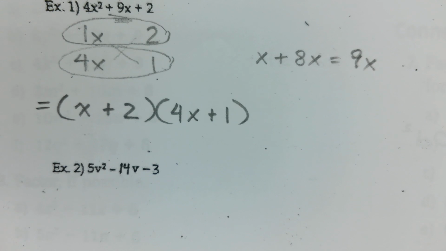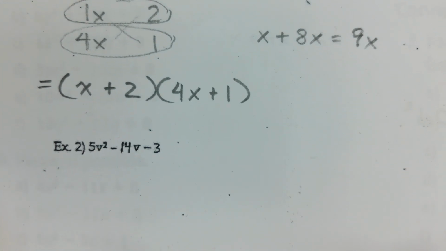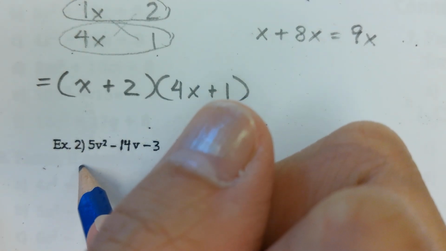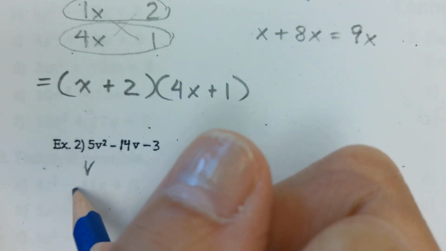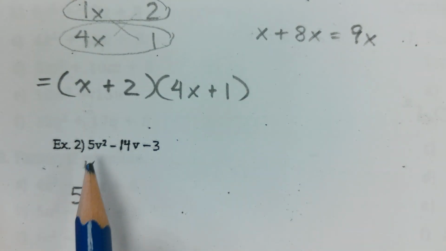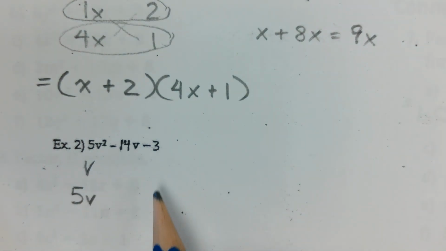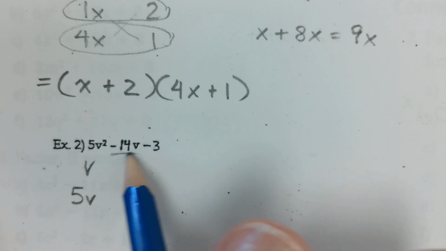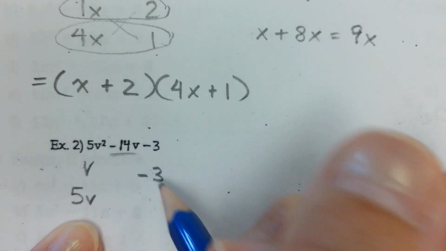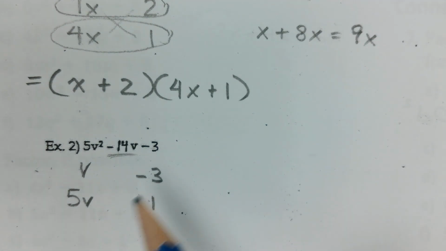Okay, let's try this one. 5v squared minus 14v minus 3. So 5v squared, this one is easy. There's only one combination. What times what gives us 5v squared? Yep, so we'll just go v and 5v. Negative 3, it would have to be? Good. So it's either 1 and negative 3 or negative 3 and 1. So knowing that it is negative 14v, I'm going to put it in this order: negative 3 and positive 1.